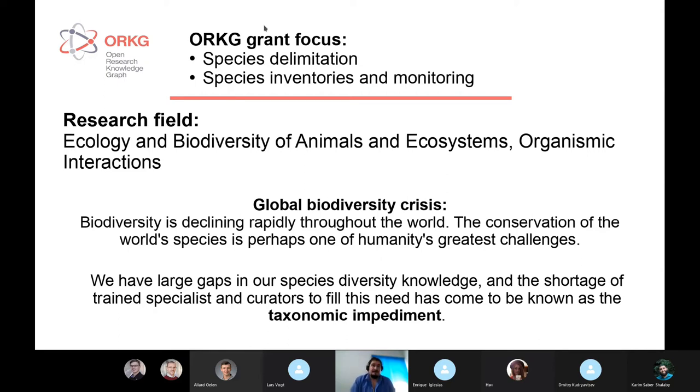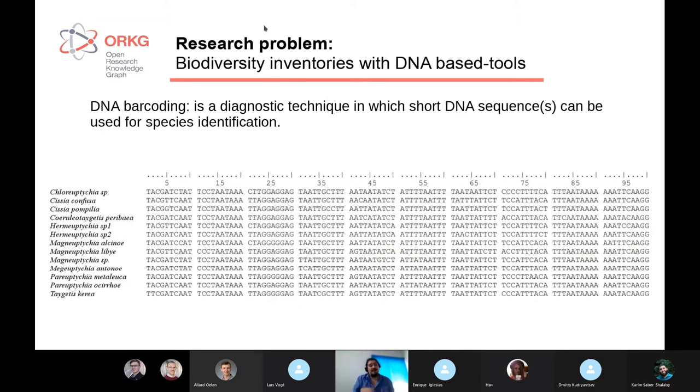Because of this, we are developing a DNA-based tool for studying biodiversity. My research problem was biodiversity inventories with a DNA-based tool. One of the fields in developing DNA-based tools for biodiversity inventories was DNA barcoding. It is a diagnostic technique that uses a short DNA sequence for species identification.